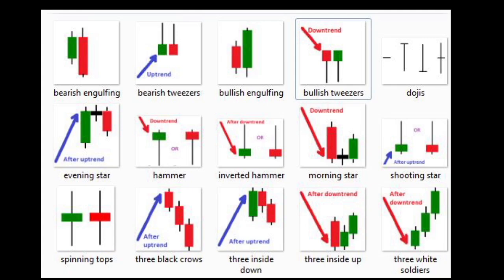What this is showing or presenting is that there is indecision about the future direction. So it's basically kind of like you're going to the grocery store and you don't know what to buy. That's where the spinning tops are. They are the market version of, oh, I don't know what to get today. They are indecisive, and it means that neither the buyers nor the sellers could get the upper hand.